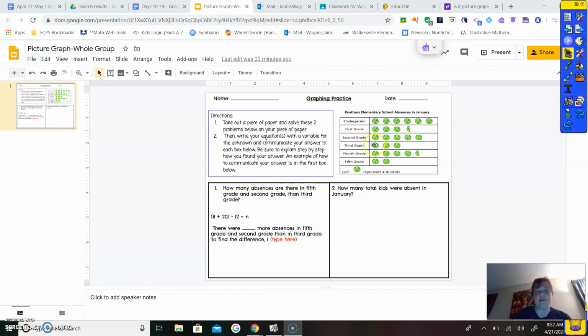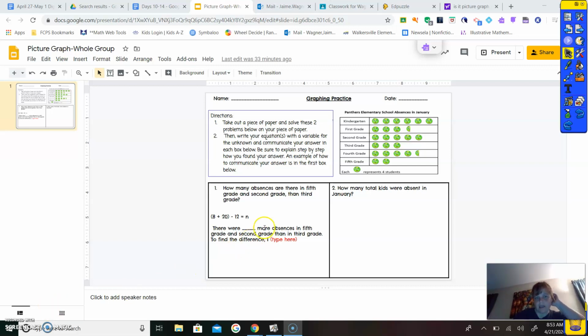Now that we've gotten an idea of what the picture graph is about, let's take a look at the directions. Take out a piece of paper and solve these 2 problems below on your piece of paper. So make sure you get out a piece of paper when you're solving your problems. Then write your equations with a variable for the unknown and communicate your answer in each box below. Be sure to explain step by step how you found your answer. An example of how to communicate your answer is in the first box below.